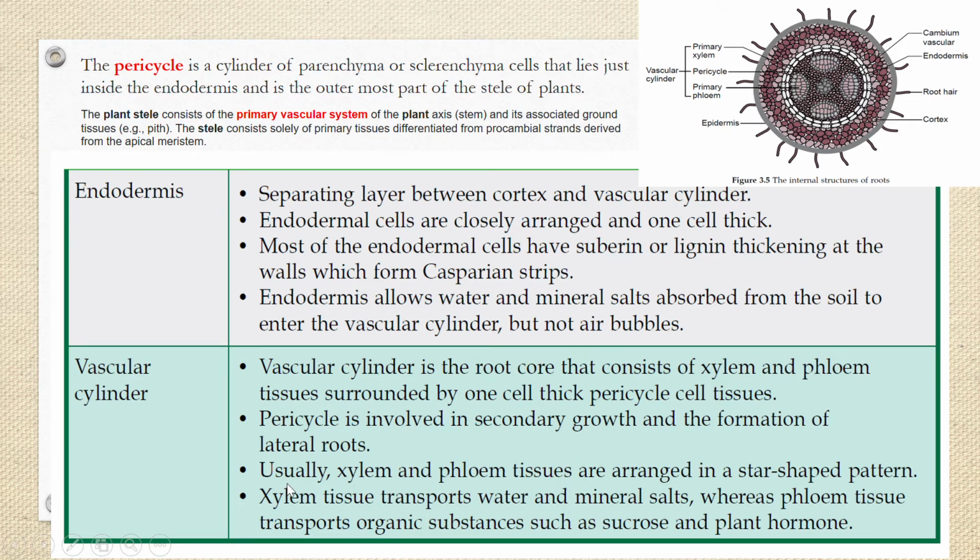So usually in this eudicot cross-section of the roots, the xylem and the phloem are arranged in a star-shaped pattern. This is called the star-shaped pattern. Okay, and the xylem tissue transports water and mineral salts. Phloem tissue transports organic substances, sucrose, plant hormones. So again, this is a revision for you, for you to recall the function of xylem tissue and phloem tissue. Okay, we're talking about the vascular cylinder.